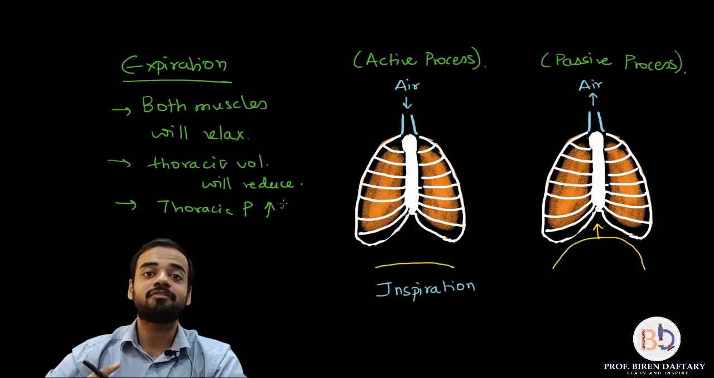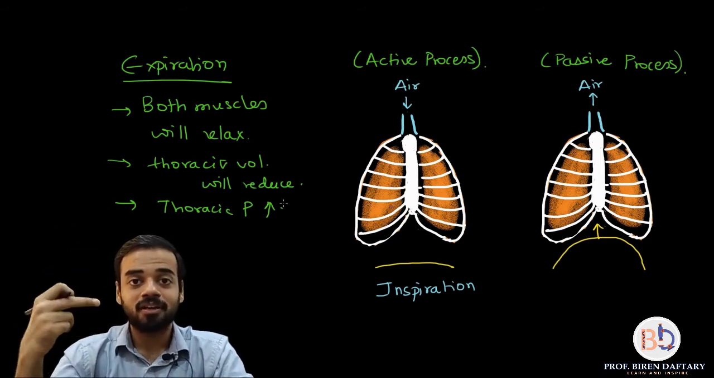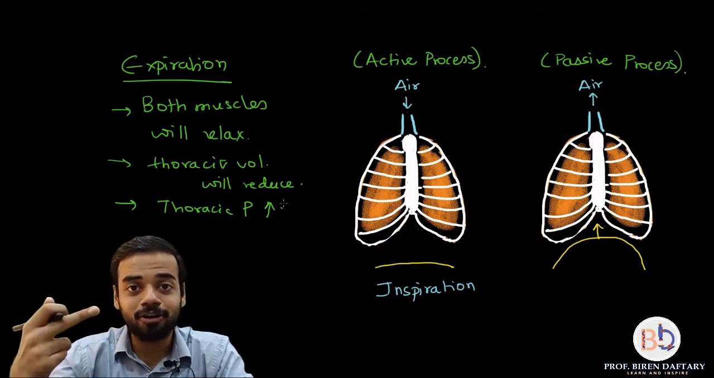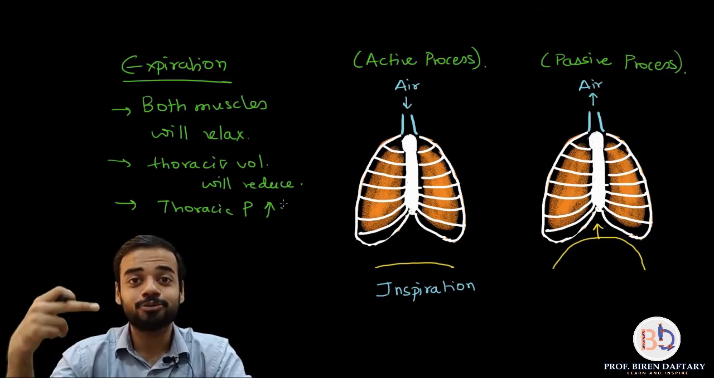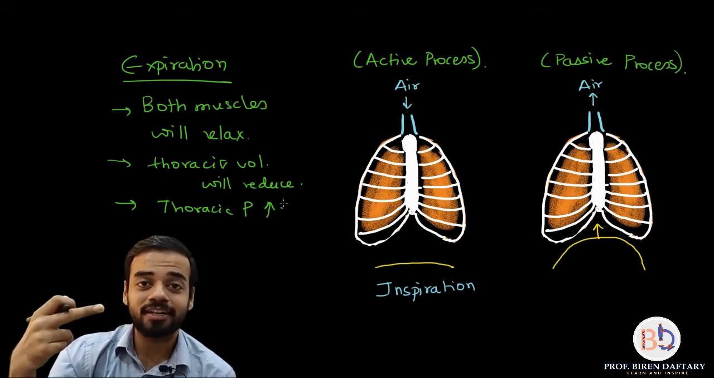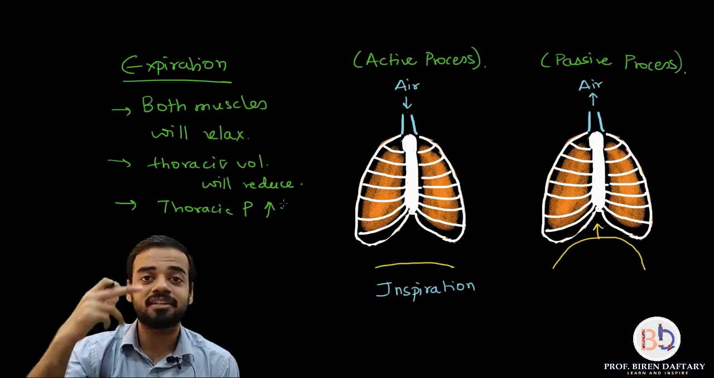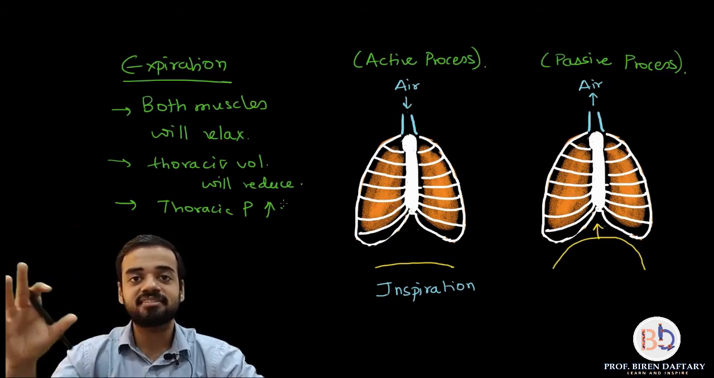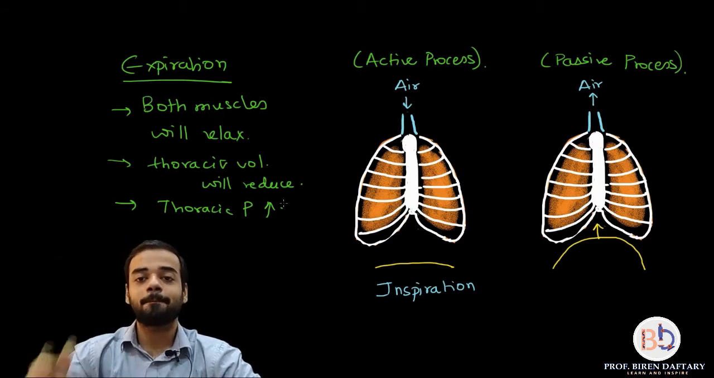So the air will go, again the reverse thing, from alveoli to the bronchioles, to the tertiary bronchi, to the secondary bronchi, to the primary bronchi, to the trachea, to the larynx, to the laryngopharynx, to the oropharynx, to the nasopharynx, to the internal nares, to the nasal chamber, to the external nares and outside. So the air goes from high pressure to low pressure. Is this clear? Is expiration an active process or a passive process? It is a passive process.